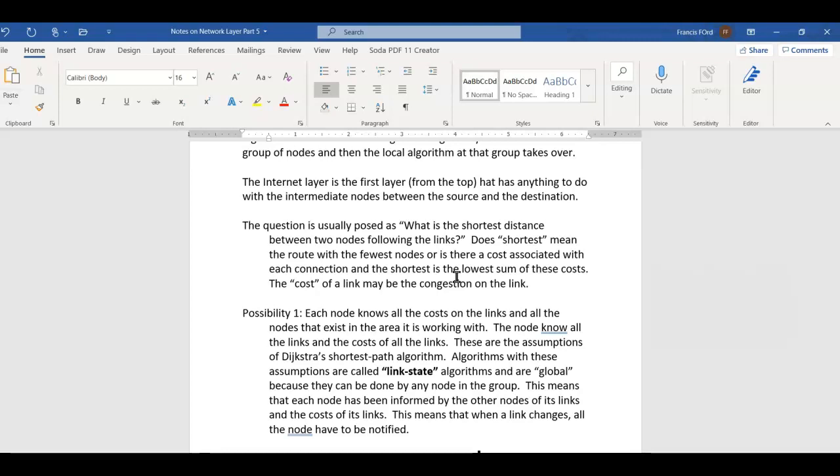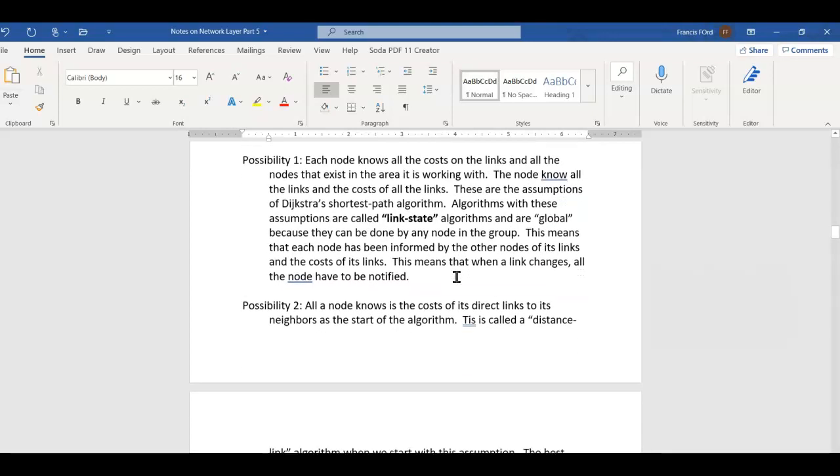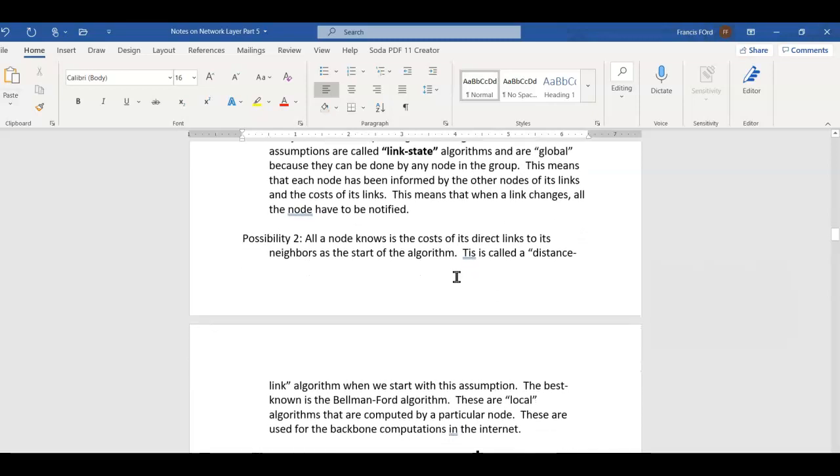Now that's one possibility, but that possibility has a drawback. You have to get that information, and it can change. So you have to use some of the bandwidth to send out what you know about your neighbors to your other neighbors. A second approach says, all I know is how I can get to my neighbor. Those are the only things I know. I know who my neighbor is and how I can get there, how much it costs me.